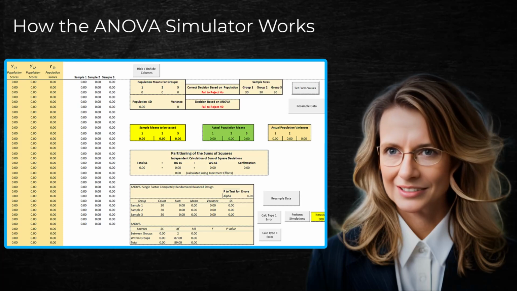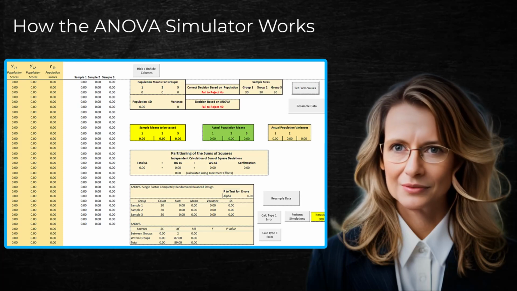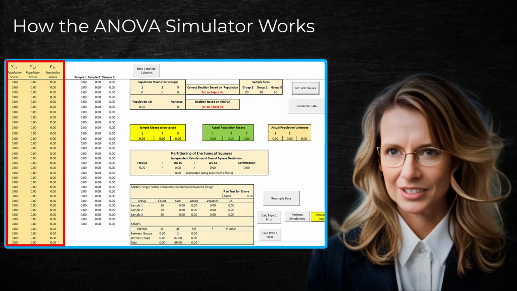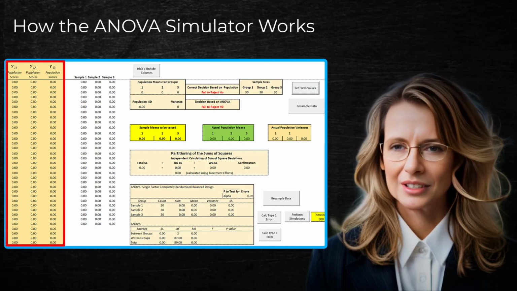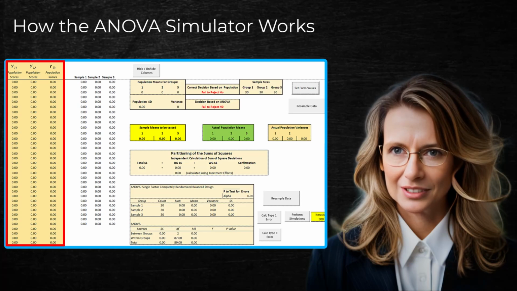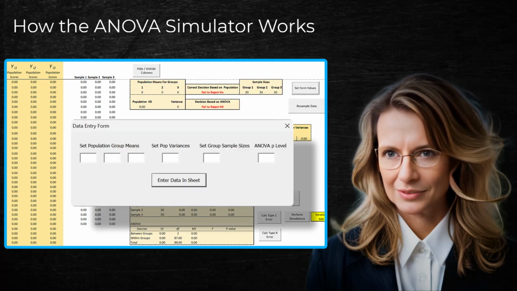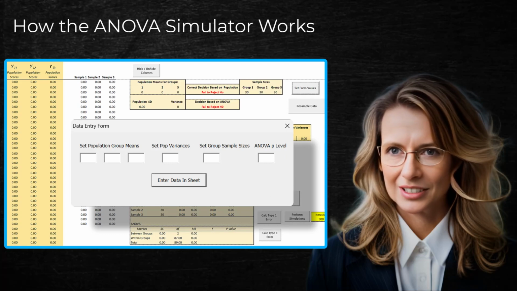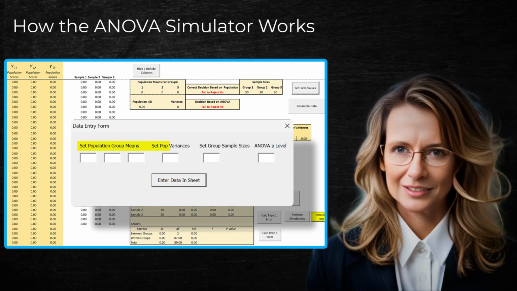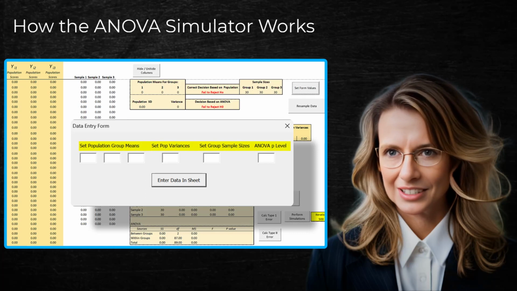There are 9,000 scores built into the simulator, which have been divided into 3 groups of 3,000 scores each. These scores will serve as the populations from which samples will be drawn. The scores in the populations are normally distributed. We can set the following population parameters to any values we wish: the means, the variance, the sample size, and the alpha level, which will be used for our ANOVAs.